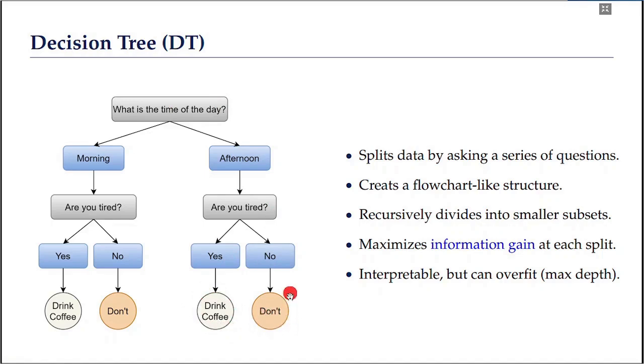Therefore, the way a decision tree works is in this form: splitting the data by asking a series of binary questions and recursively dividing the data into smaller subsets, with the objective of maximizing the information gain, or decreasing the entropy, at each split.